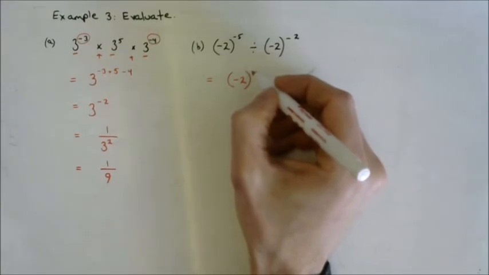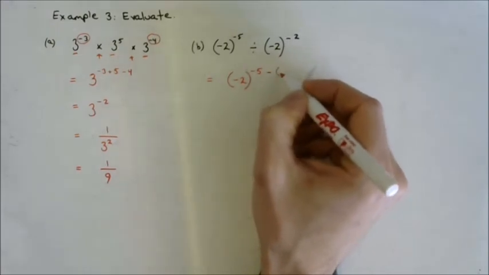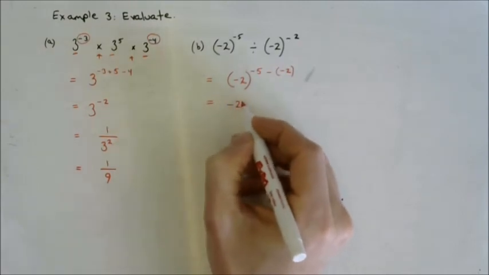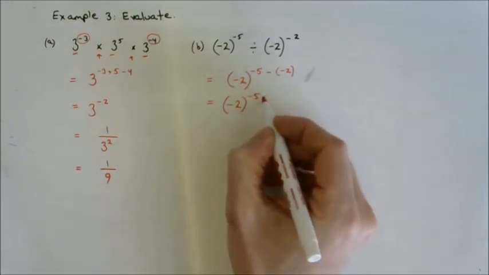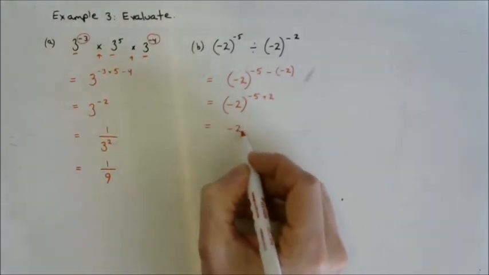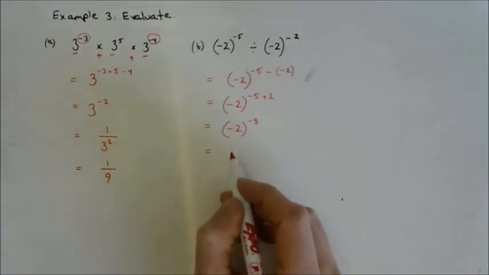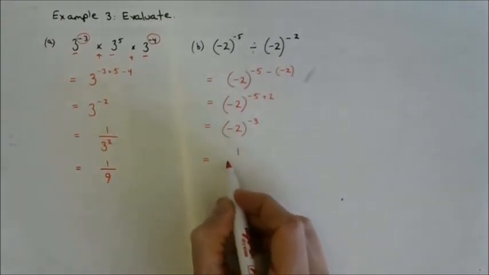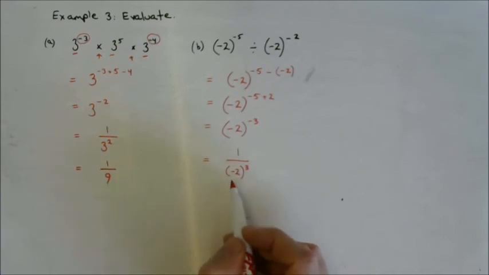So watch and be very careful because I have an exponent of -5, and then I'm actually going to subtract an exponent of -2. Well, when we subtract a negative, we're really adding. So I actually have -5 plus 2 in the exponent, which simplifies to an exponent of -3. Now, because I have a negative exponent, I can express it as the reciprocal with a positive exponent. So we have 1 over -2 to the power of 3.